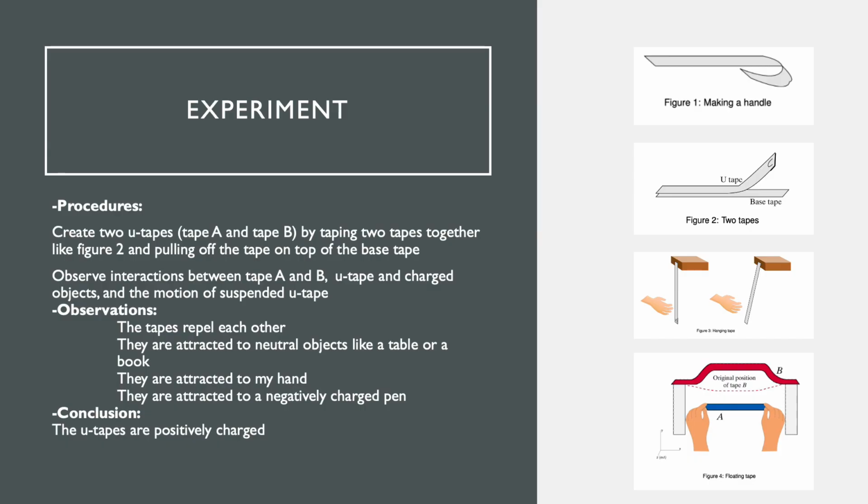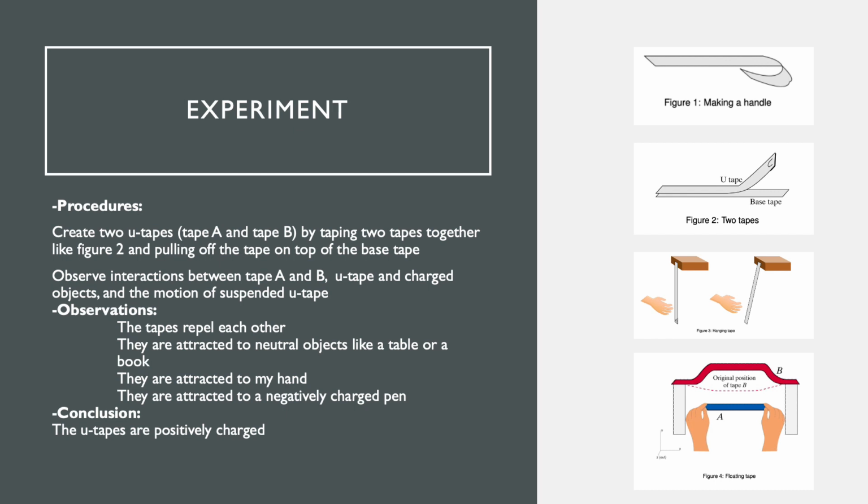I started off this lab by creating two U-tapes by taking two tapes together like figure 2 and pulling off the tape on the top of the base tape, and repeated this step twice. That's how I got U-tape A and U-tape B. Then I observed interactions between tape A and tape B, one U-tape and various charged objects, and I also observed the motion of a suspended U-tape like figure 4.